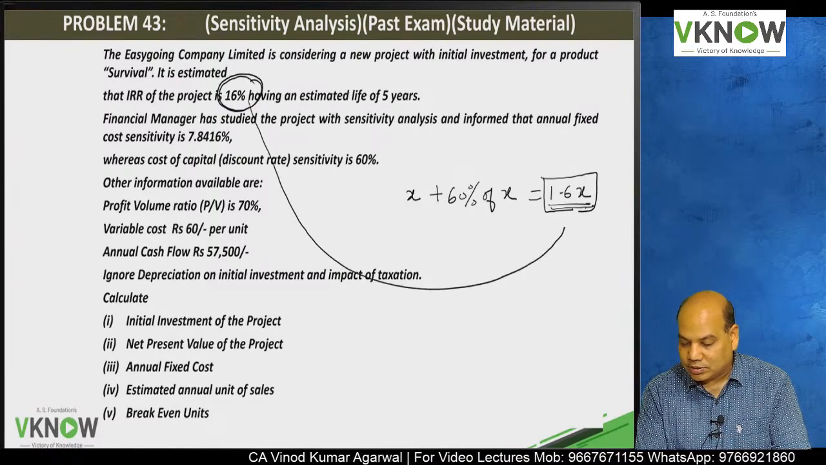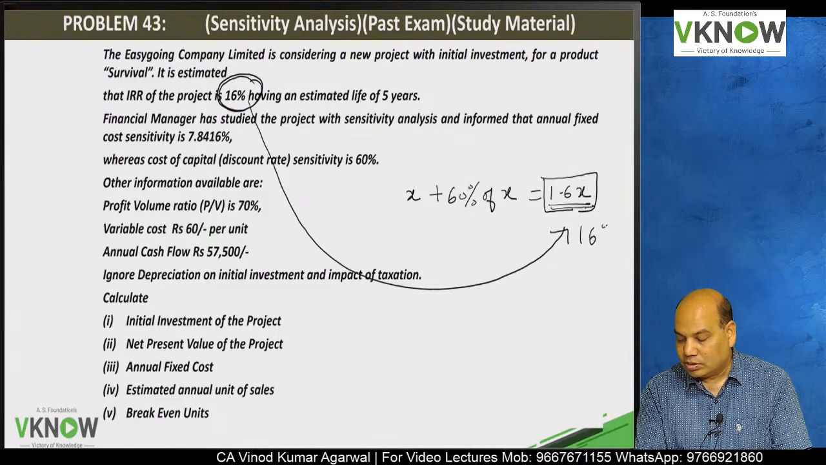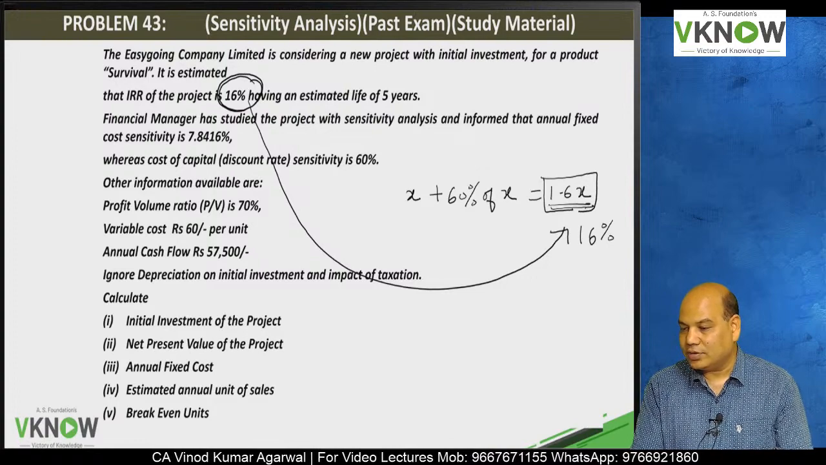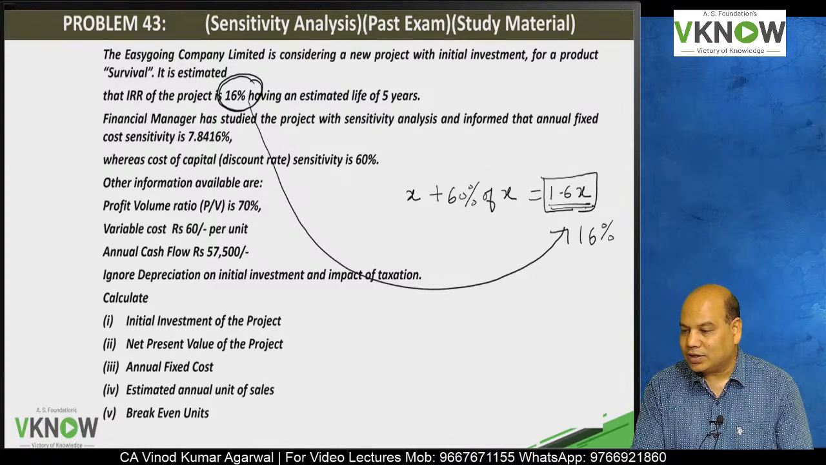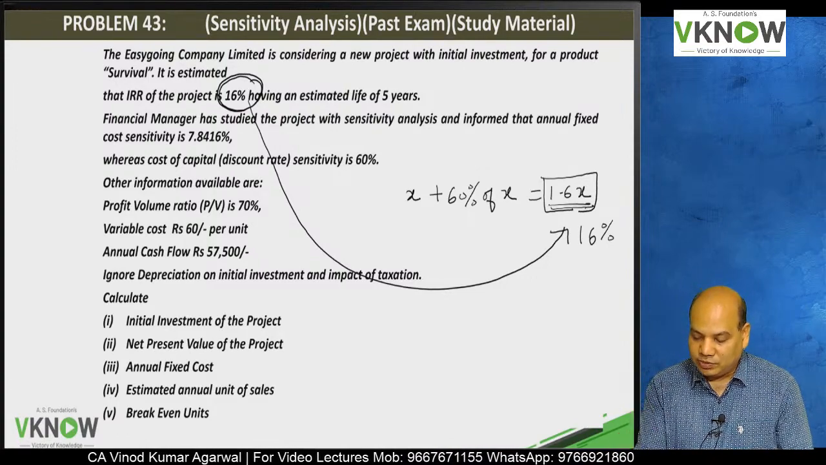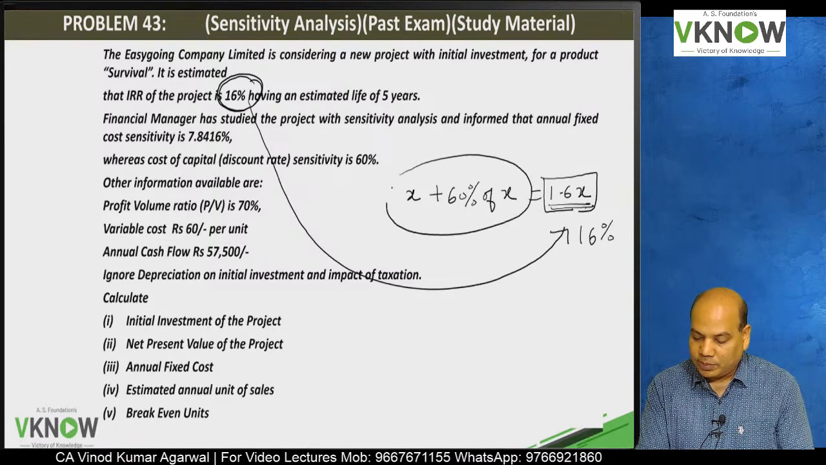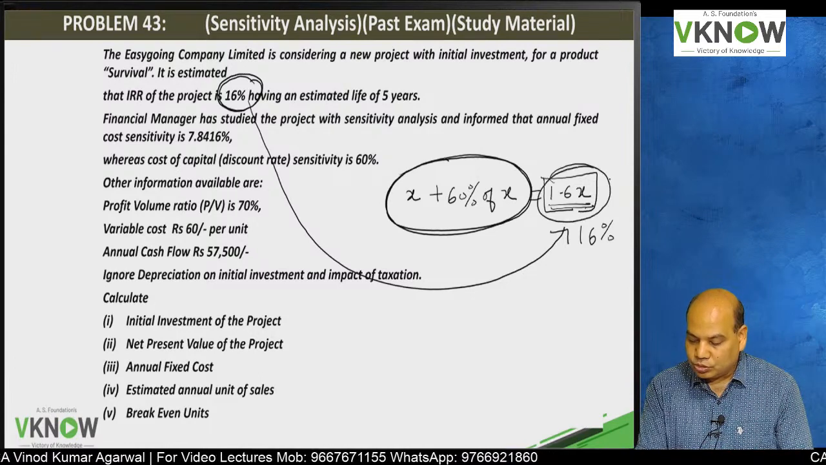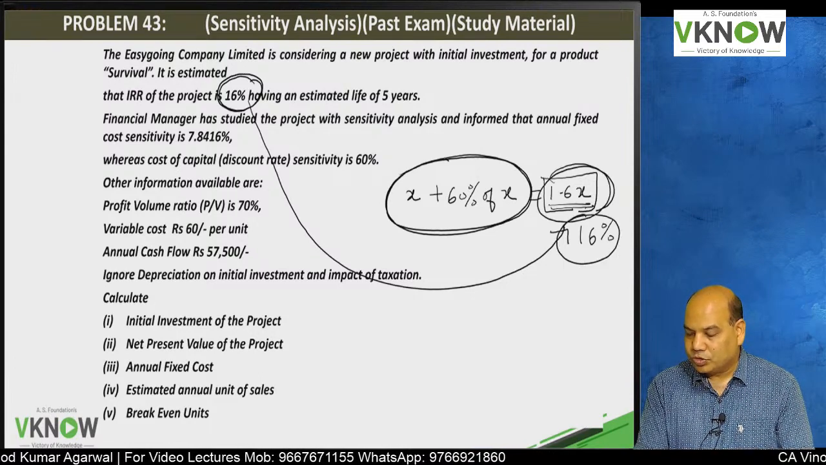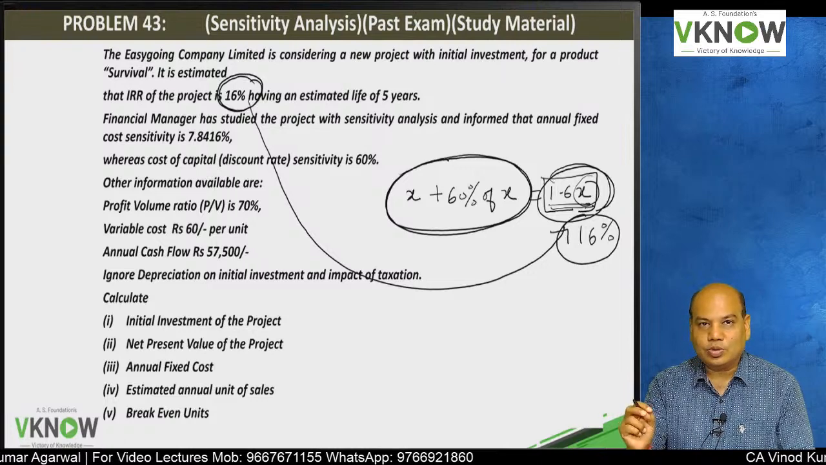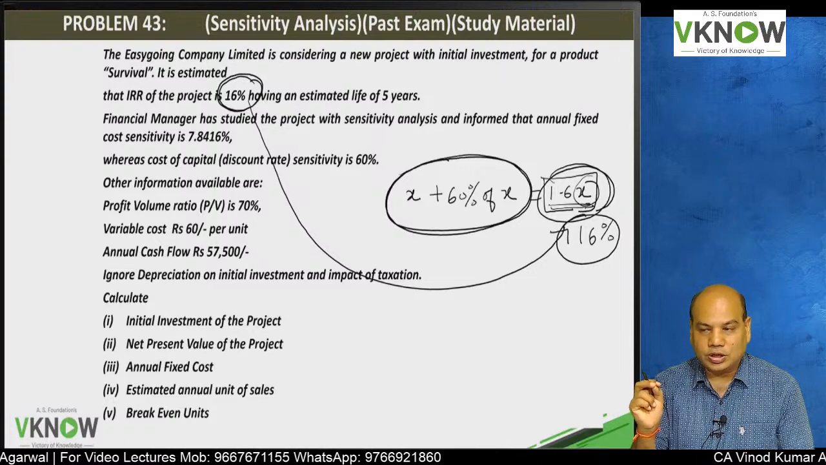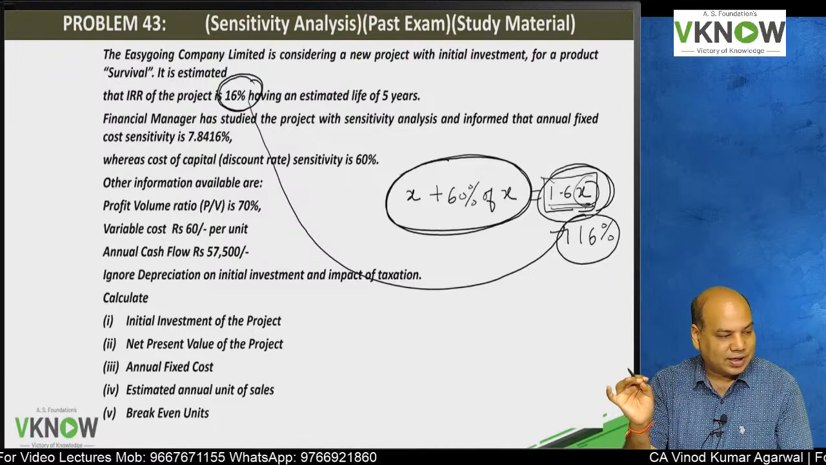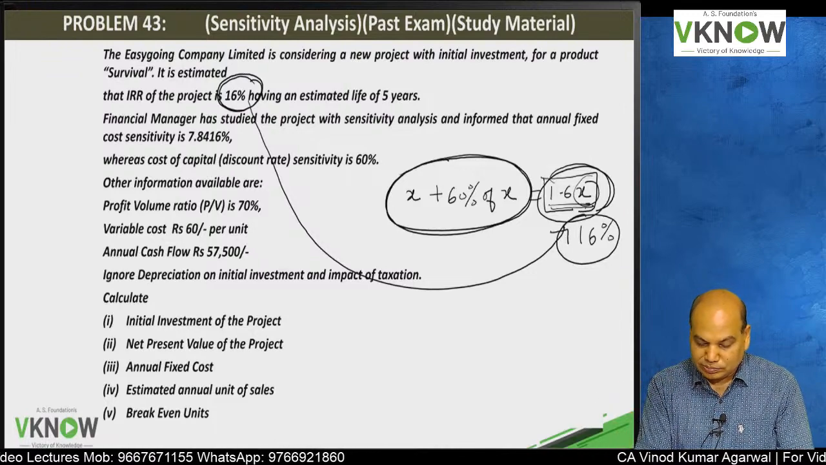If the cost of capital becomes 1.6 times, NPV will be 0, but they have written the IRR of the project is 16%, which is simply a hint that 1.6x is 16%, because at 16% NPV is 0. If the cost of capital increases by 60%, NPV will be 0. So these two rates are equal. So indirectly you can calculate the cost of capital or discount rate very easily by equating 1.6x with 16%.